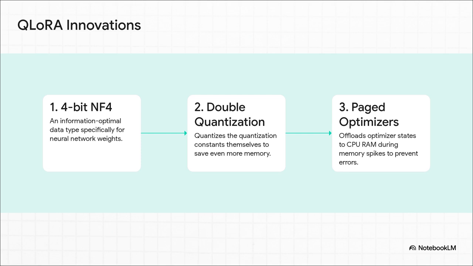First, you've got this special 4-bit data type called normal float, or NF4. It's basically tailor-made for the way weights are distributed in a neural network, so you lose less information. Second, there's this wild idea called double quantization, where it actually quantizes the numbers used for quantization. It's like Inception for saving memory.